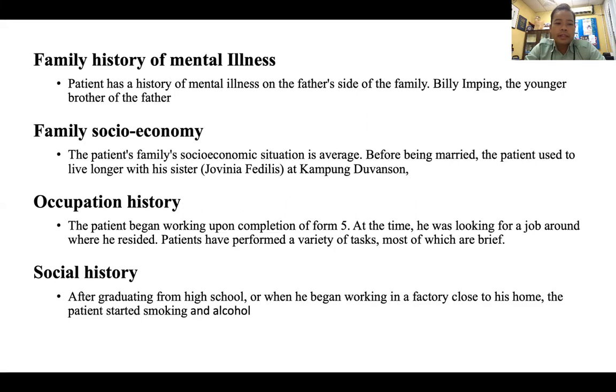And occupational history: the patient began working upon completion of Form 5. At the time, he was looking for a job around where he resided. The patient has performed a variety of tasks, most of which are brief. And social history: after graduating from high school, when he began working in a factory close to his home, the patient started smoking and drinking alcohol.